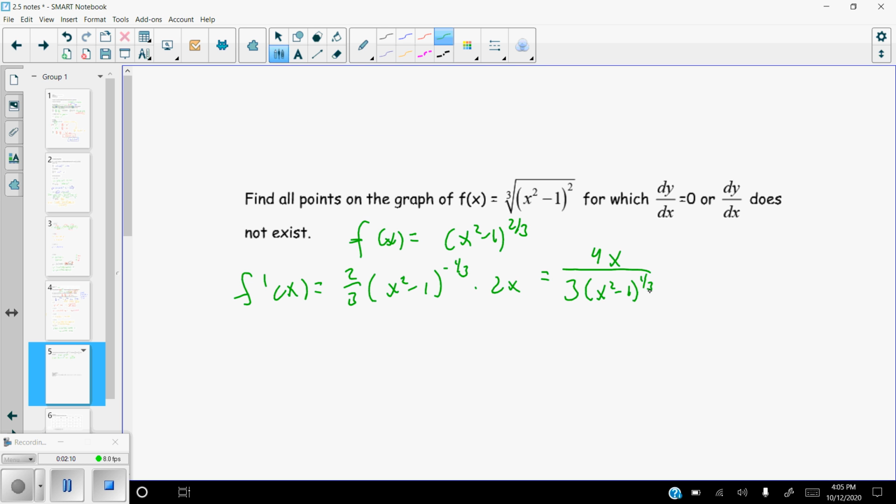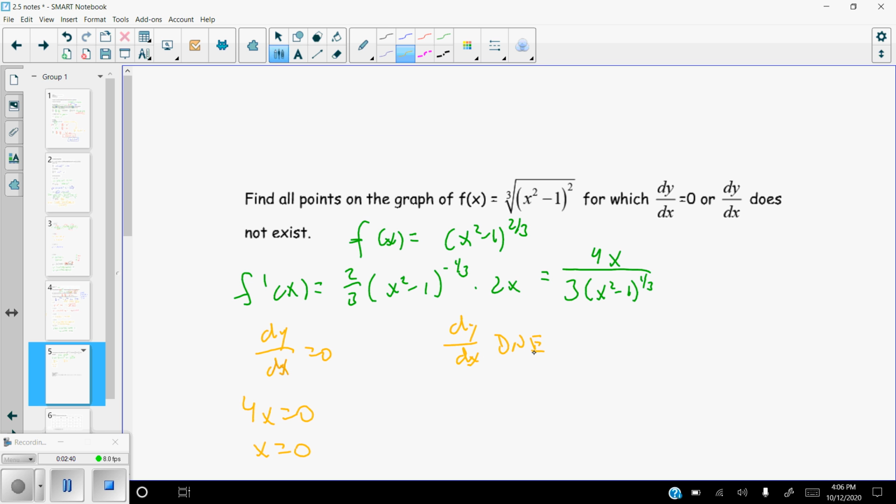This is my derivative. So what I really need to do now is figure out where this thing equals 0 or where it does not exist. Well, for a fraction to equal 0, the numerator must equal 0. So for the dy dx to equal 0, we're going to take the numerator and set it equal to 0. Fortunately, that one's pretty easy. X is 0.